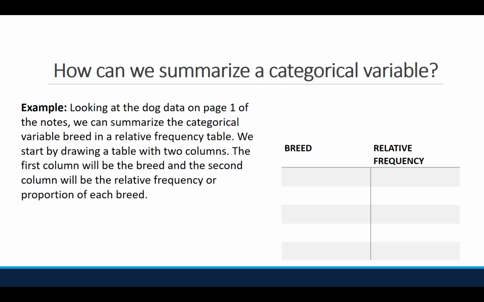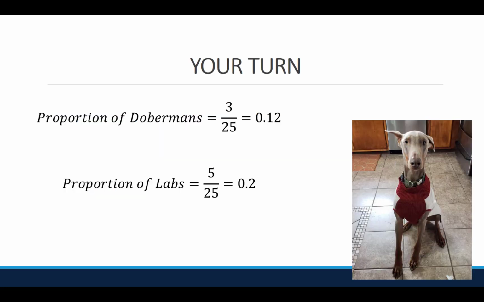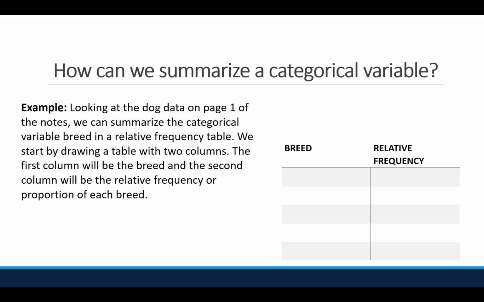For example, looking at the dog data on page 1 of the notes, we can summarize the categorical variable breed in a relative frequency table. We start by drawing a table with 2 columns. The first column will be the breed, and the second column will be the relative frequency or proportion of each breed.